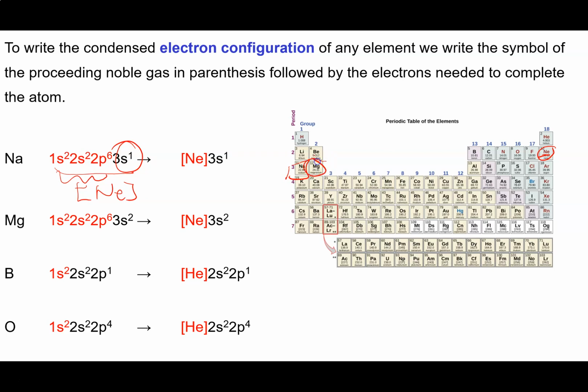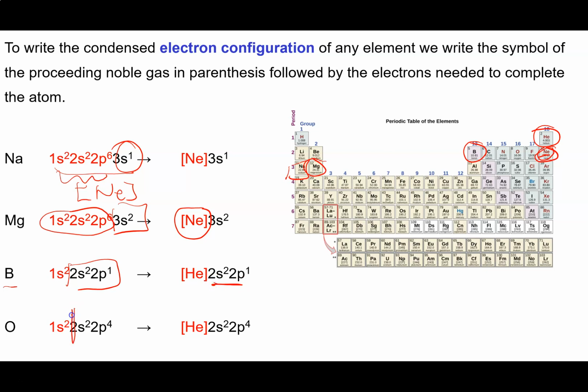Magnesium has a total of 12 electrons. 10 of them can be replaced with the symbol of neon, and then we just have to write the number of electrons that we have beyond the first 10. Boron, here it is here, has a total of 5 electrons. The noble gas that comes before it is helium. And so we write the symbol for helium, and then we just write that it needs another 3 electrons to finish off its configuration. So that is 2s2, 2p1.